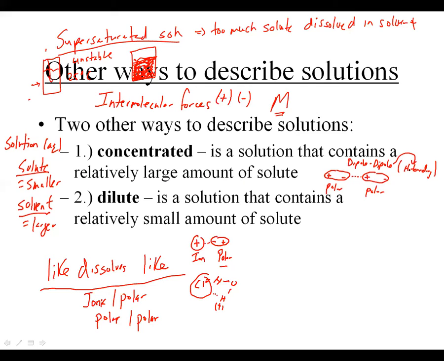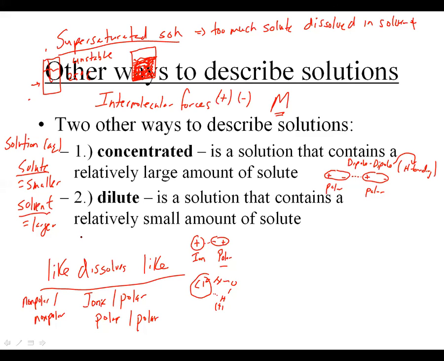So we also have a way for nonpolar things to interact with each other, and that's why nonpolar and nonpolar will also interact well with each other. That means if you have two nonpolar molecules that come in and interact with each other, they also will be soluble in each other.